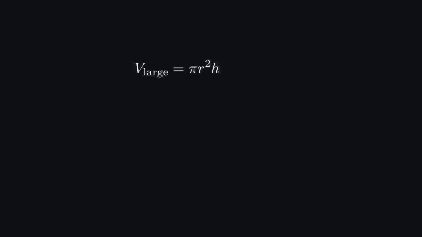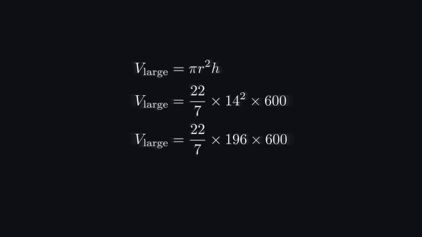V large equals pi r squared h. Substitute the known values. V large equals 22 over 7 times 14 squared times 600. V large equals 22 over 7 times 196 times 600. V large equals 369,600.